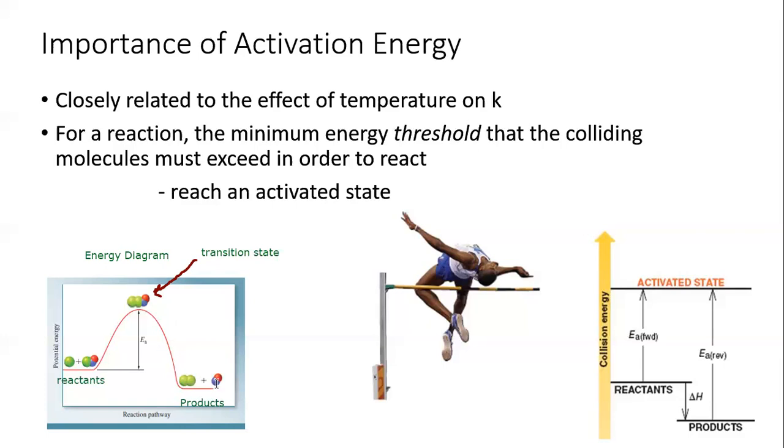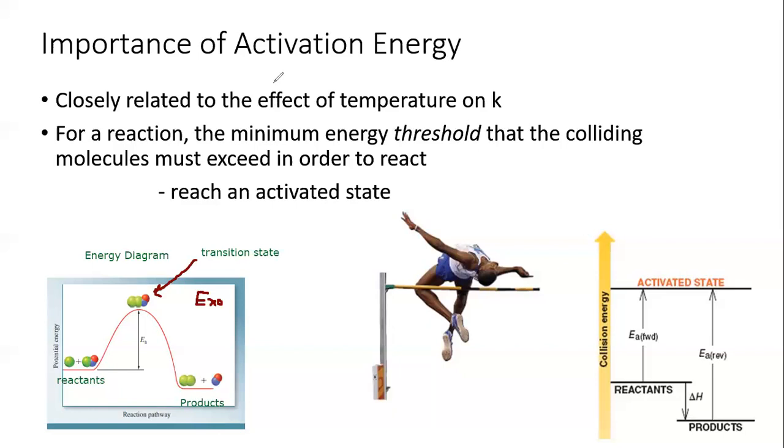One thing to also note is if the products are lower in energy than the reactants, this would be exothermic, meaning it's releasing energy as you form products. If the products were higher than the reactants, that would indicate that it's endothermic. And the difference between the activation energy of the forward and reverse reactions gives you delta H.